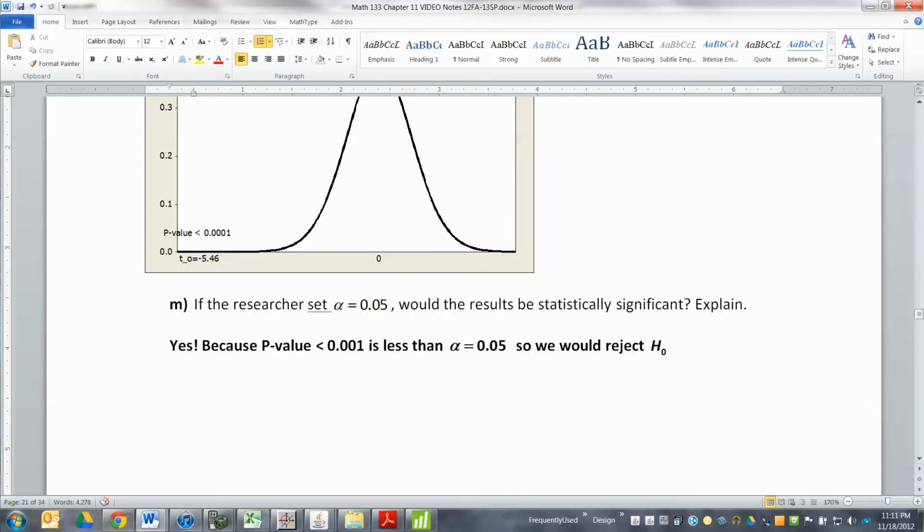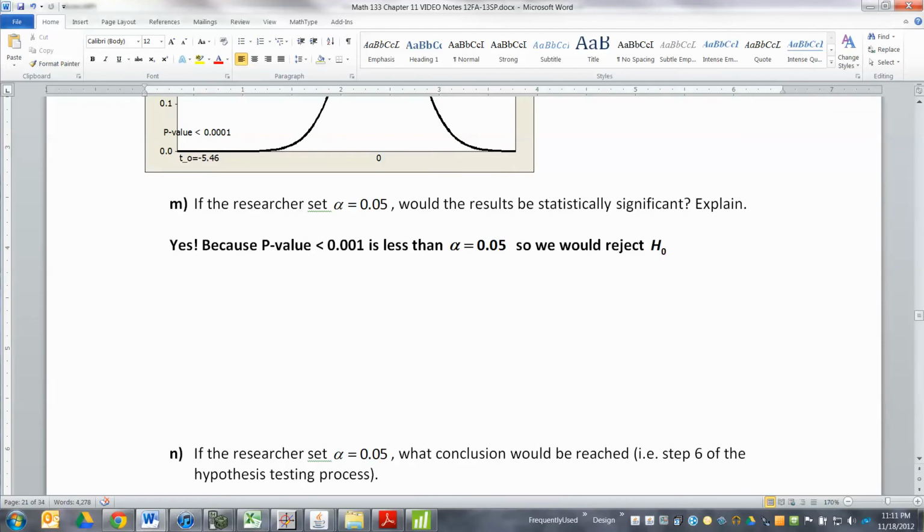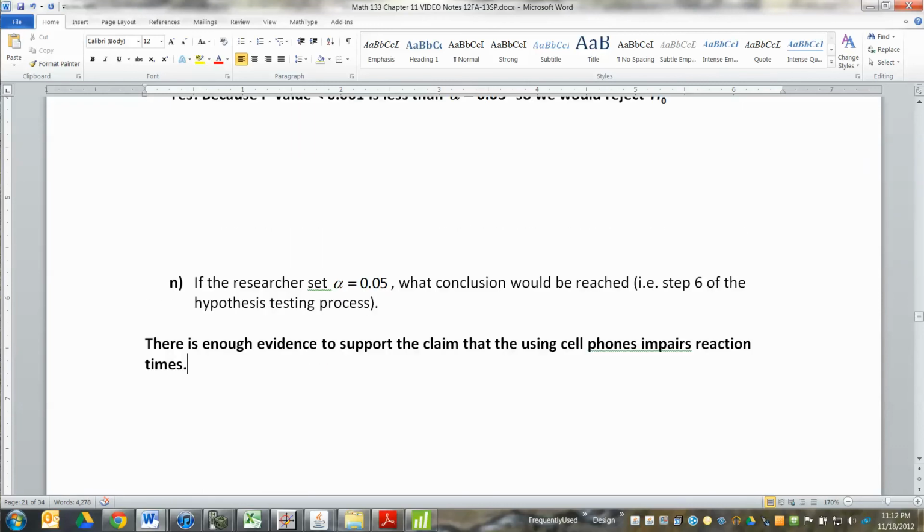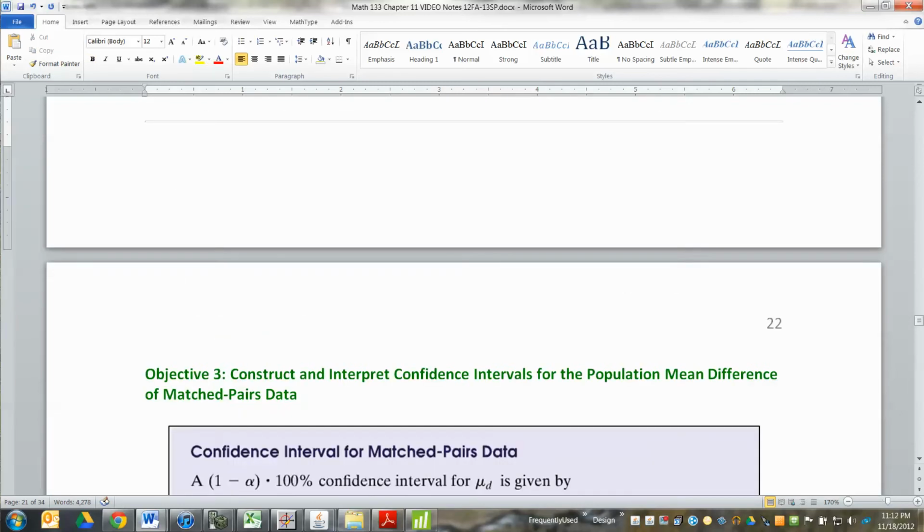All right, so would that be significant? Oh yeah, very much so, right? Because if you have a p-value that's that low, that is totally less than 0.05. So we reject the null hypothesis. And remember, rejecting the null is what is statistically significant, right? Leaving the null in place is not significant to us. We assumed the null was true, so that wouldn't matter to us at all. And if we reject the null, that means there is enough evidence to support the claim that using cell phones is impairing reaction time. All right, we're done with that portion.